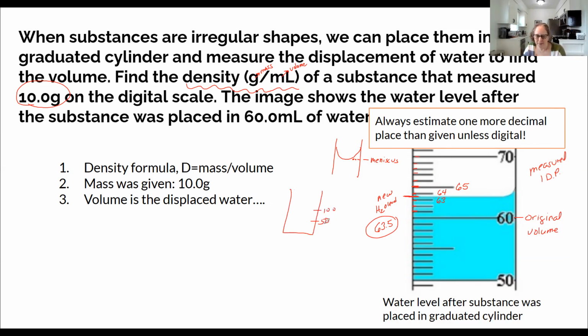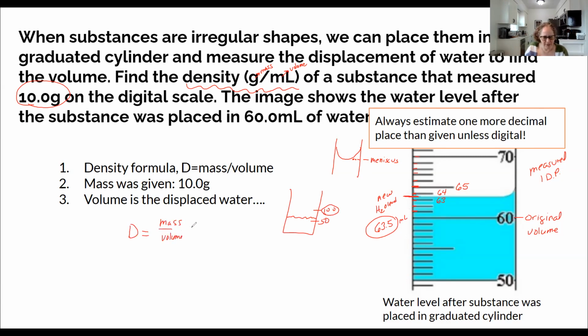So we can estimate here somewhere between... If the water level is down here, we could maybe say 55. Okay, that's even going to be maybe too much of an estimate with those hundreds place up there. So anyway, this guy is halfway in between the 63 and the 64, so 63.5 milliliters is my volume. My formula: density equals mass over volume.